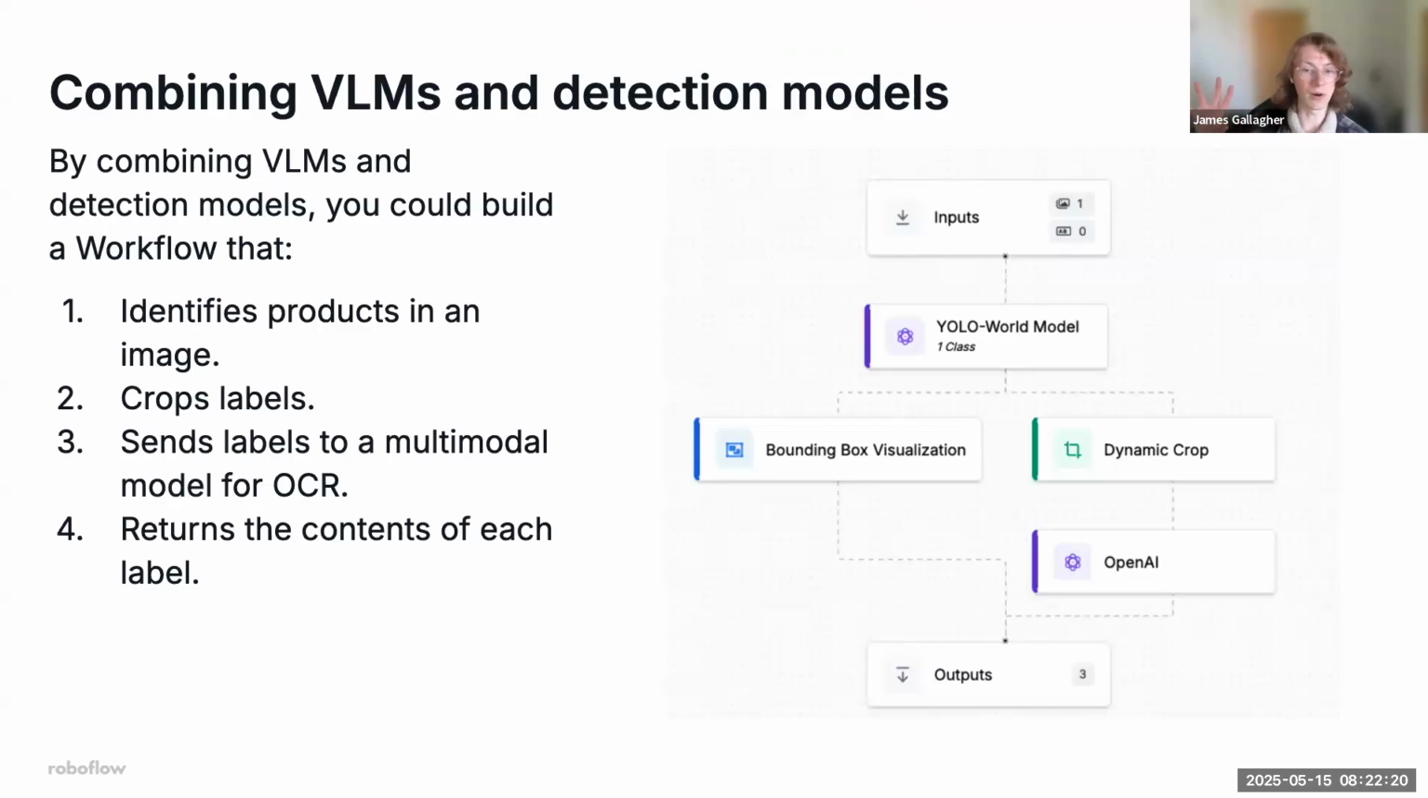So on the right here, we've got a workflow that's using YOLO World, an open source object detection model that has object grounding. So I can say, find me a label, and it will find the labels. Then we crop all the labels. We send it to a multimodal model for OCR and information extraction. And then we come back and get an output.